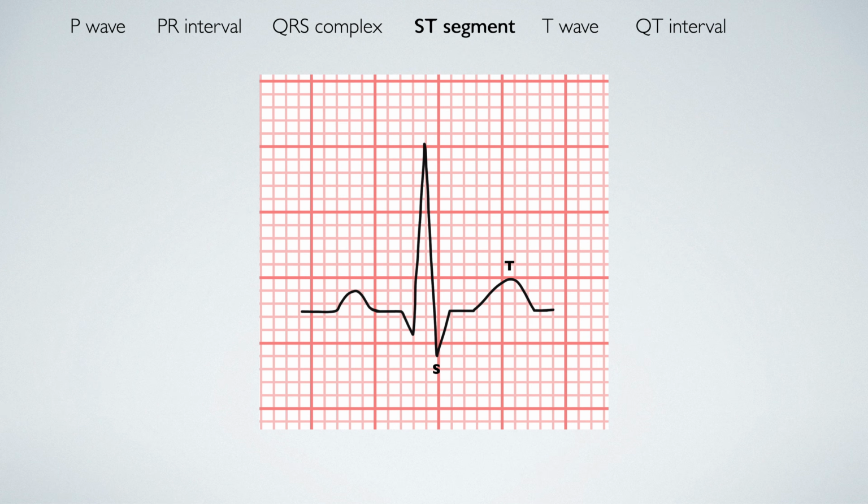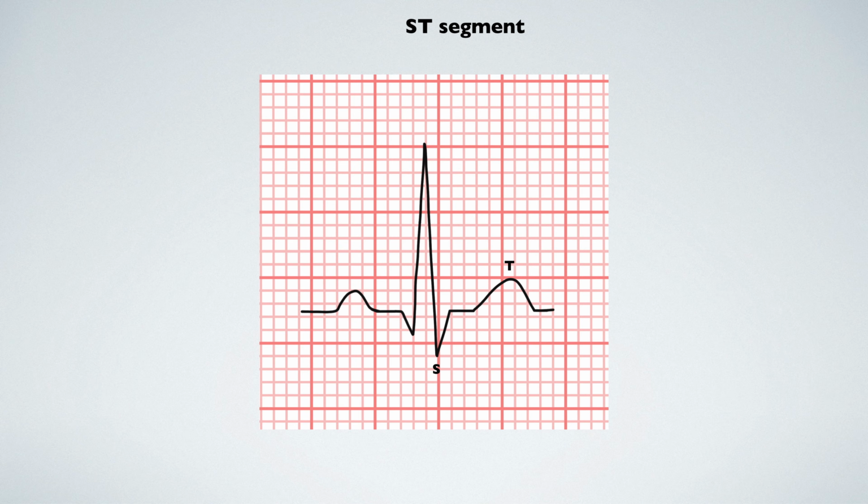Now let us focus on the ST segment. This represents the period of time between ventricular depolarization and repolarization. It starts at the end of the S wave and completes at the start of the T wave. The segment should be isoelectric, meaning that it is completely flat and should not have a positive or negative deflection.